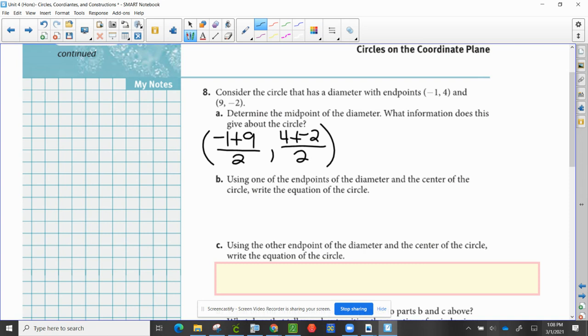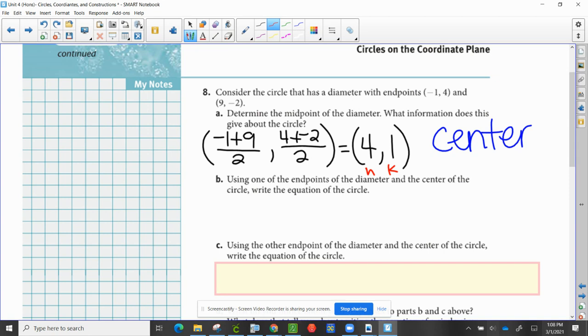So if I do that, that's -1 plus 9, that would be 8. 8 over 2 is 4. Okay, now 4 plus a -2, that becomes 4 minus 2, so that's 2 over 2. 2 divided by 2 is 1. Now, what information did this give us if we took the midpoint of our two diameter endpoints? Okay, well, this tells us our center point. So essentially, this is going to tell us our h, k.